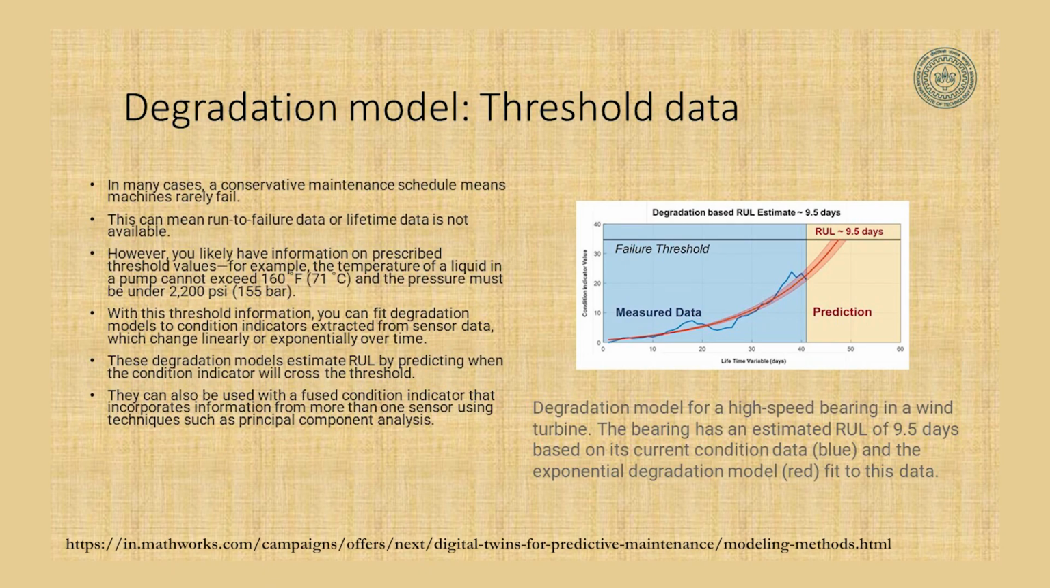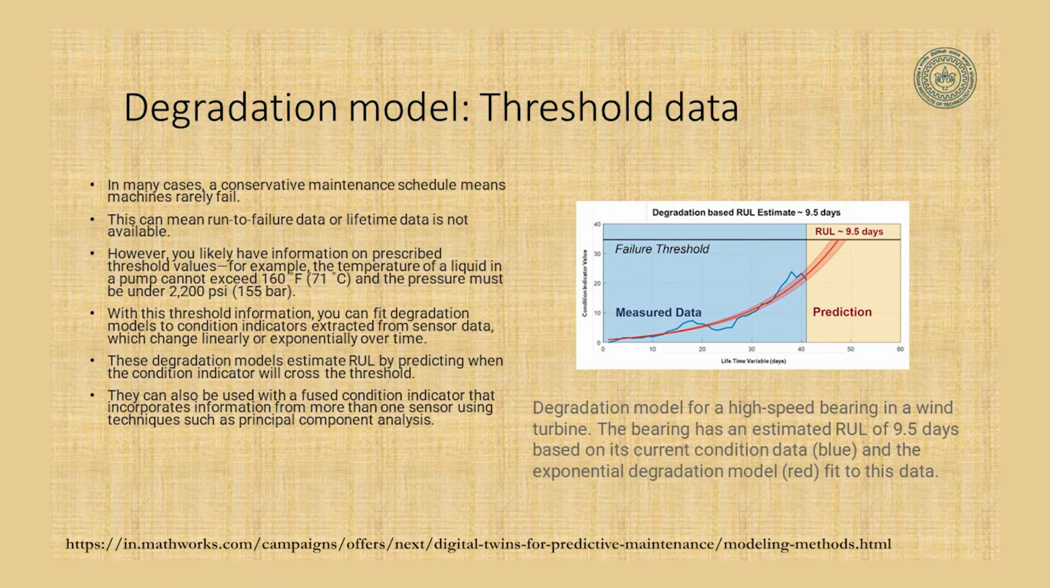You can use them with a fused condition indicator that incorporates information from more than one sensor. So, your condition indicator can be a weighted average of one or more sensor readings. You do not have to have a single sensor; you can have a single condition indicator, but it is based on multi-sensor data, a weighted average for instance. And you can use techniques such as principal component analysis. So, here is an example.